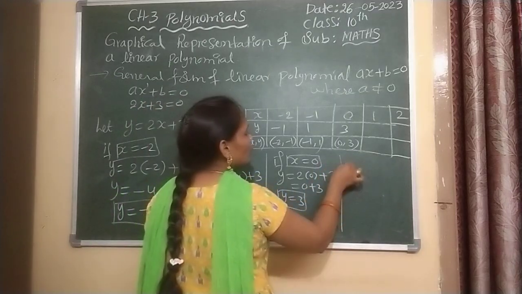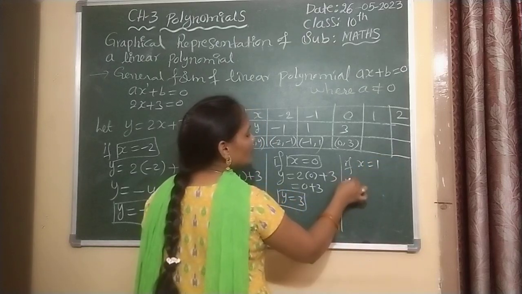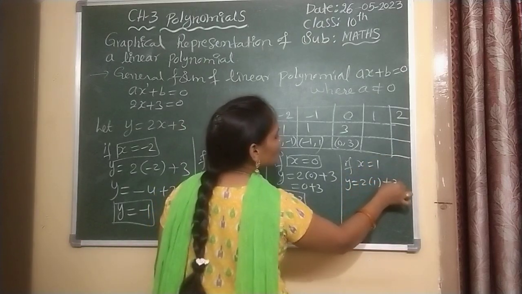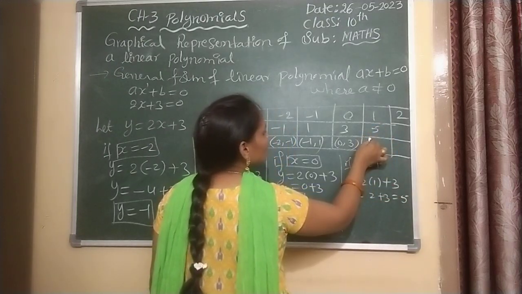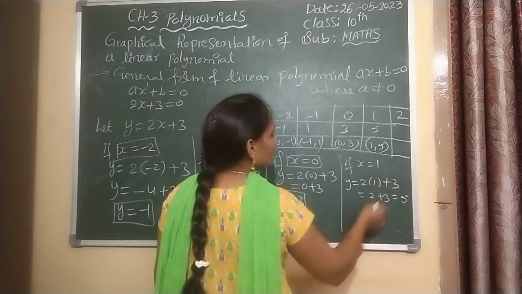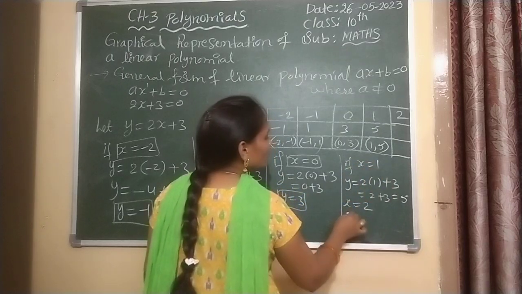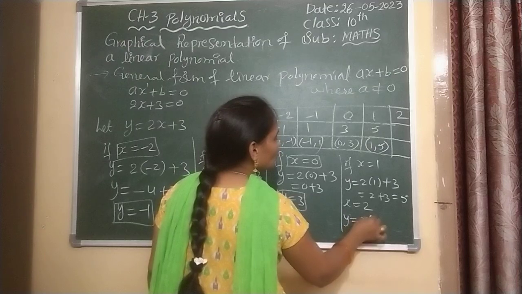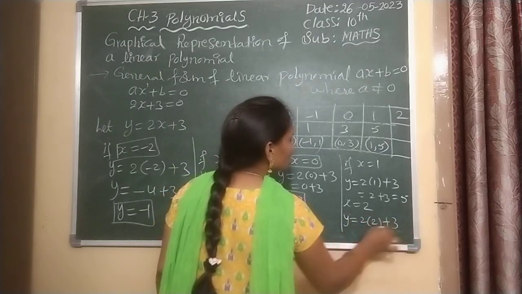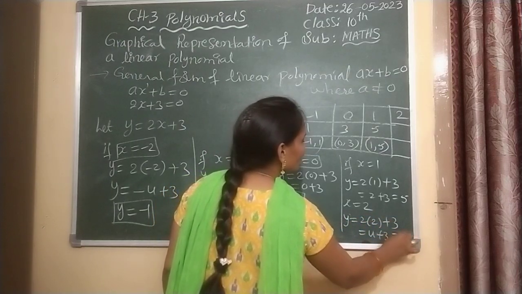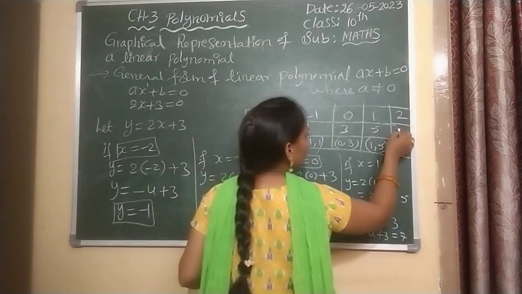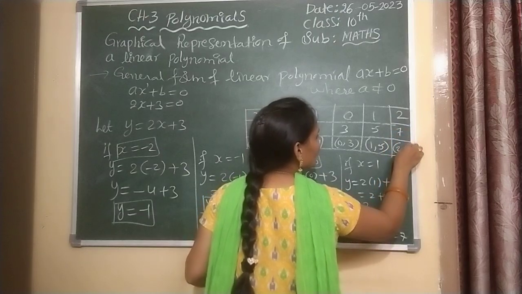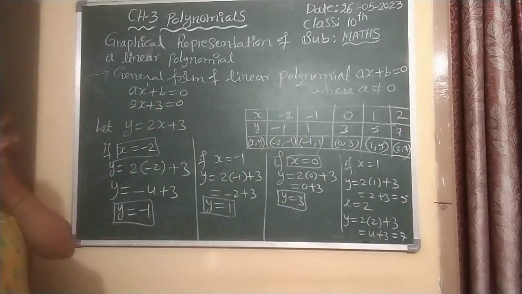Now next, if x is equal to 1, then y is equal to 2 into 1 plus 3, 2 plus 3, 5. So the y value is 5. So 1 comma 5. Next, if x is equal to 2, then y is 2 into 2 plus 3. 2 2s are 4 plus 3, 7. Okay. Now here, that is 2 comma 7. Now we got the points. Now let us plot the graph.